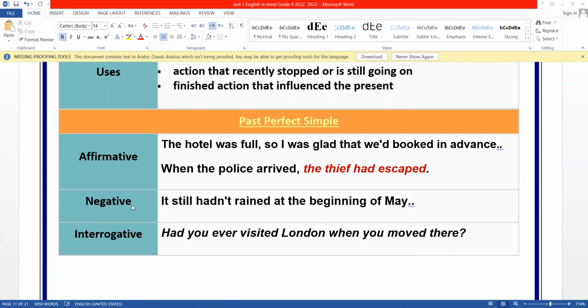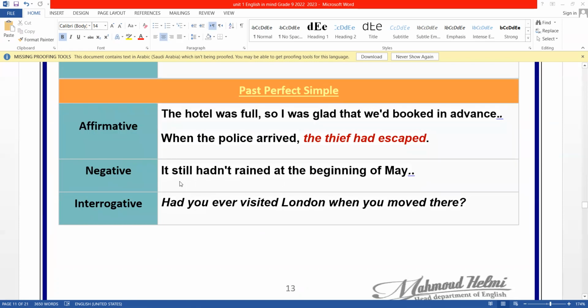Then we talk about past perfect simple. Affirmative, the hotel was full, so I was glad that we had booked in advance. Here we have booked, that's the past perfect. When the police arrived, the thief had escaped. The thief had escaped, this is past perfect. Negative, it still hadn't rained at the beginning of May. Interrogative, had you ever visited London when you moved there?